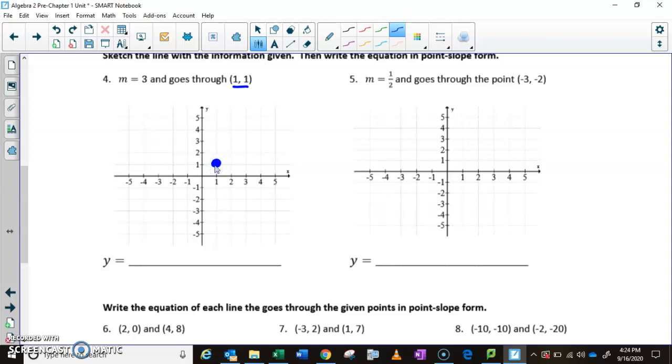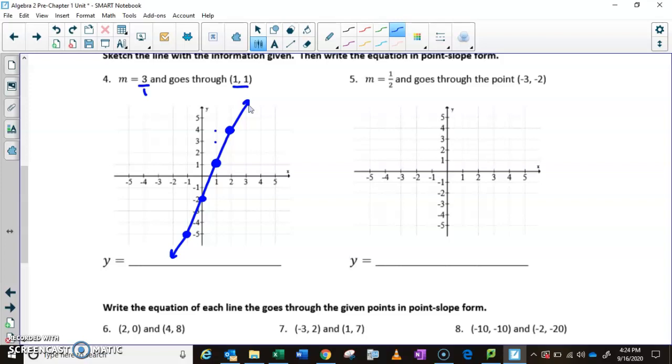Slope of 3. Remember, slope has to be a fraction, rise over run. So make it into a fraction, make it 3 over 1. And now go ahead and sketch. So I'm going 1, 2, 3, rise 3, 1, run. Place my point, or I can come 1, 2, 3, down 3, back 1, place my point, and now you can use your straight edge and sketch in your line.